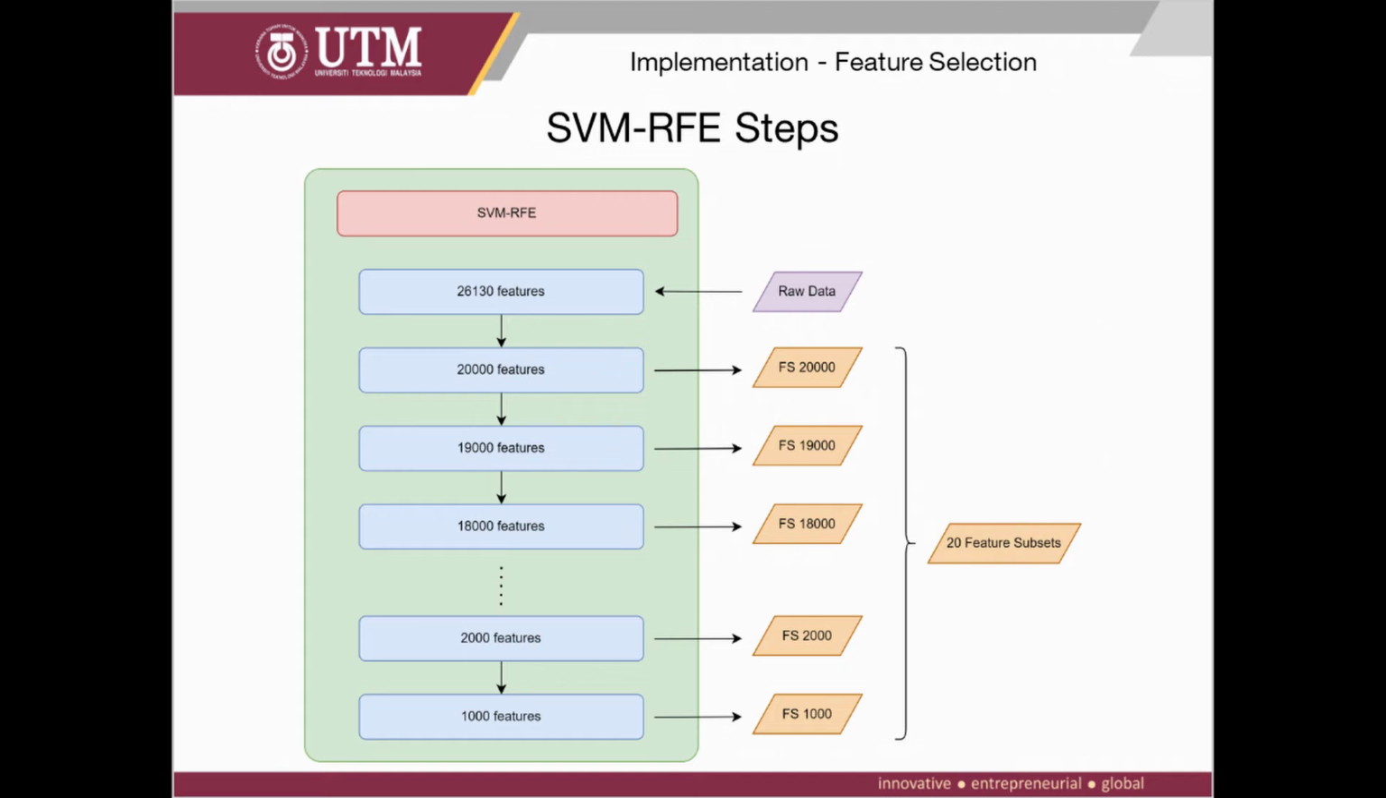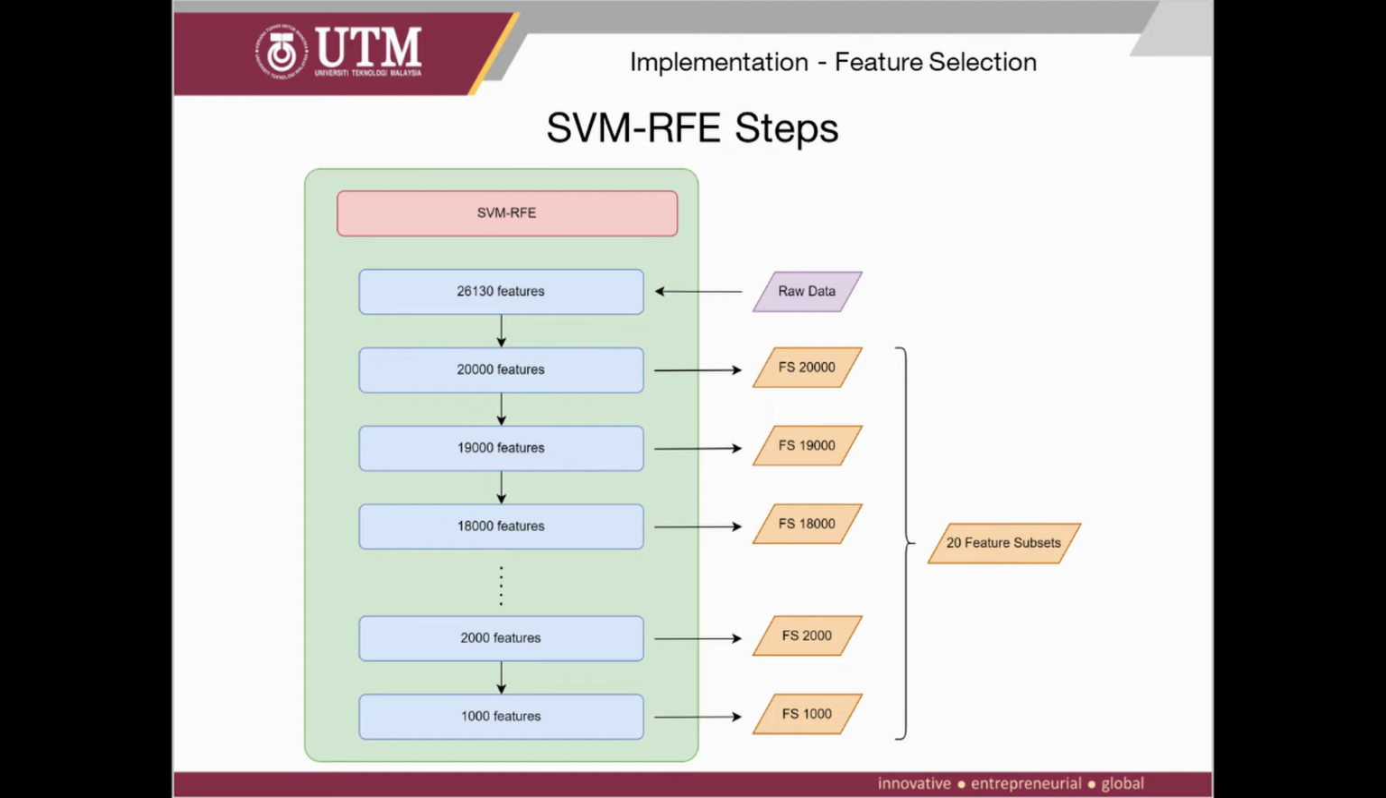This image illustrates the workflow of SVM-RFE. The raw multi-omics data, which contains about 26,000 features, is fed into the SVM-RFE algorithm. In the first iteration, SVM-RFE removes about 6,000 features from the raw data and outputs a feature subset with 20,000 features. This feature subset with 20,000 features is kept and named FS20,000.